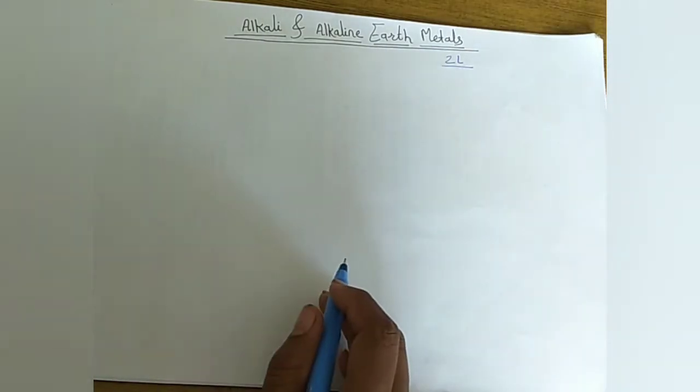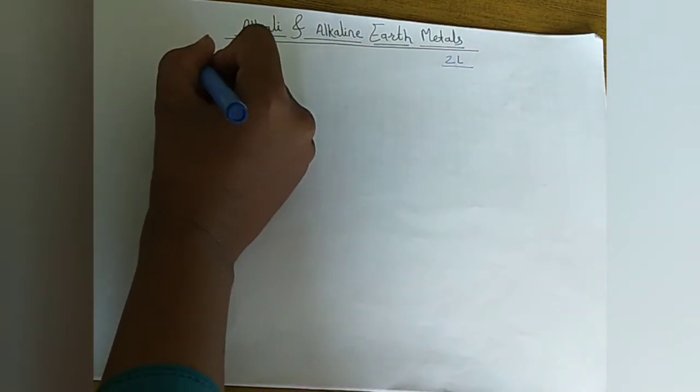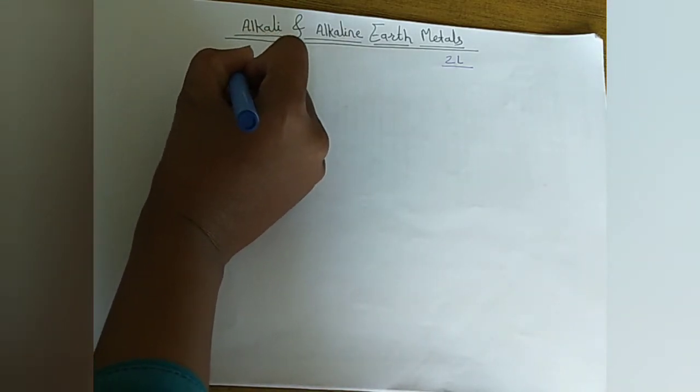Hello dear student, today we study the alkali and alkaline earth metal. This is the most important part of the periodic table, which is situated in the S block element. This particular topic is for 2 lectures in the MSc first. So before starting this point, we have to know what is solution.